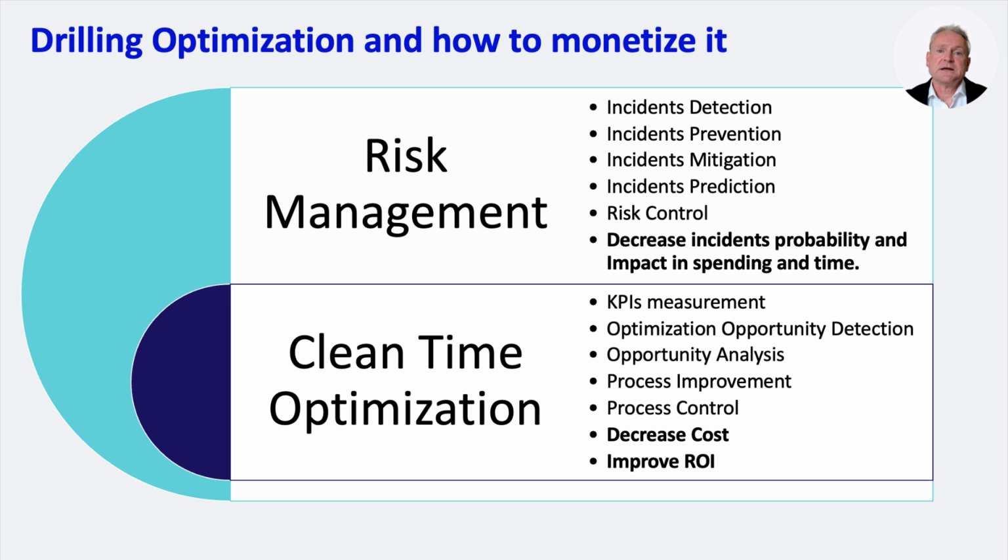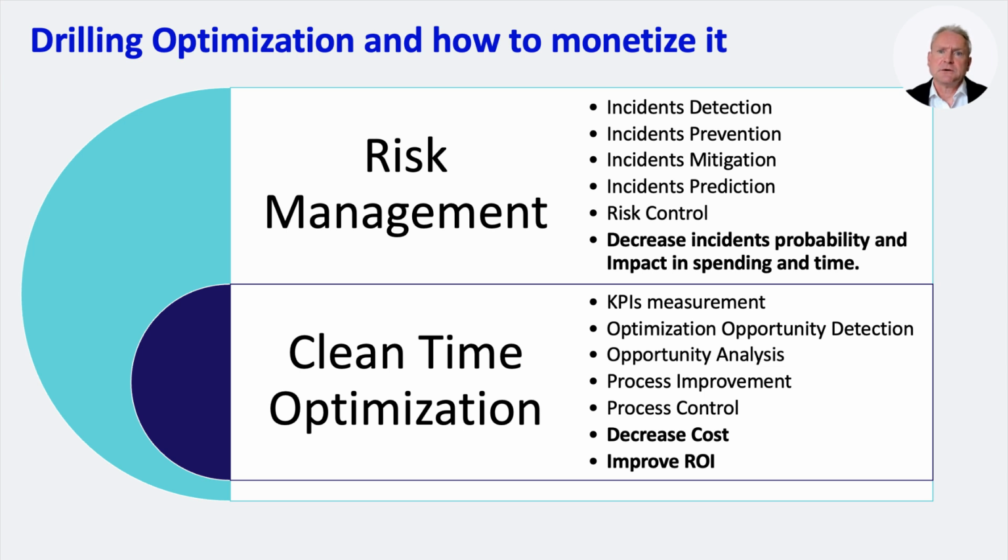Clean time optimization, meanwhile, addresses efficiency. It begins with detecting opportunities, analyzing their potential, and then implementing process improvements. Through continuous process control, companies can decrease costs and maximize return on investment. Key performance indicators, such as rate of penetration, non-productive time, and drilling efficiency, provide measurable evidence of these improvements.